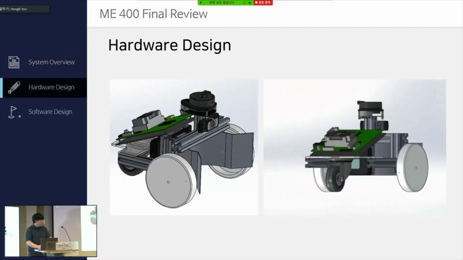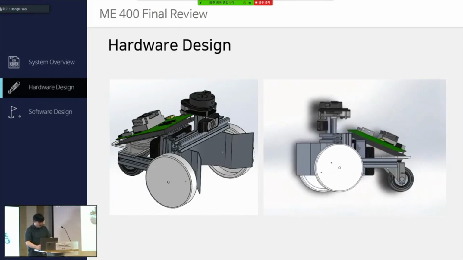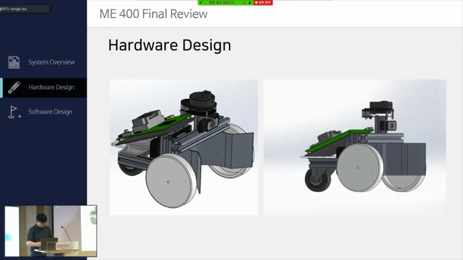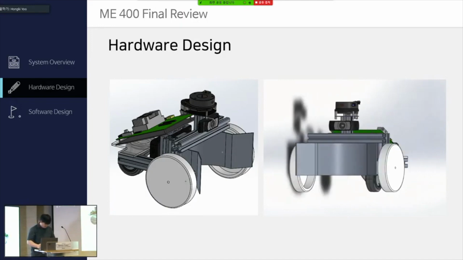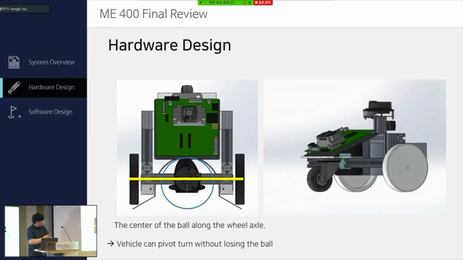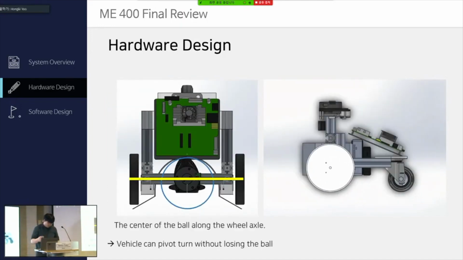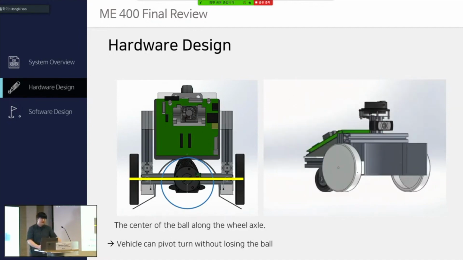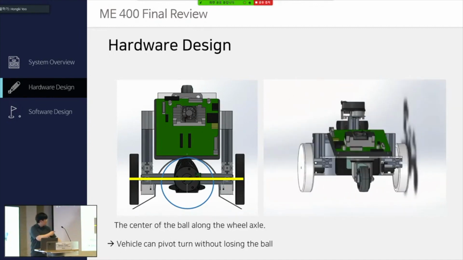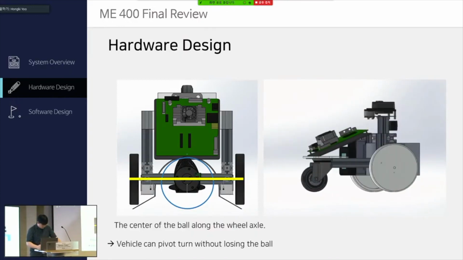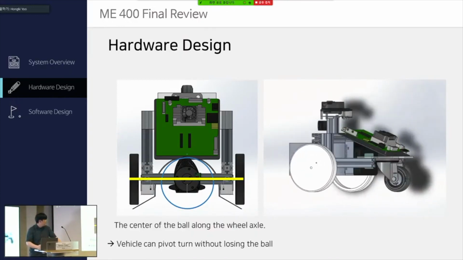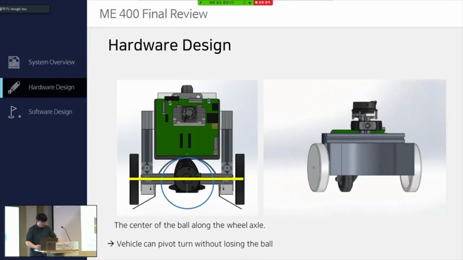This is our final design of our vehicle: 2 driving wheels to the front and 1 caster wheel to the rear. When the vehicle has the ball in the basket, the center of the ball is right between the centers of the two front wheels. This makes the ball remain inside the basket during the pivot turn.